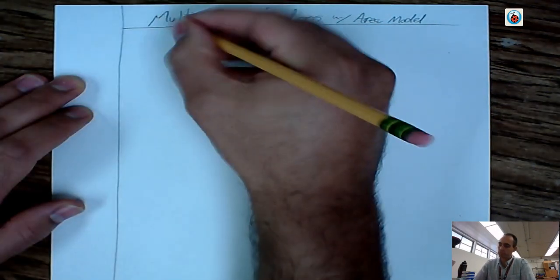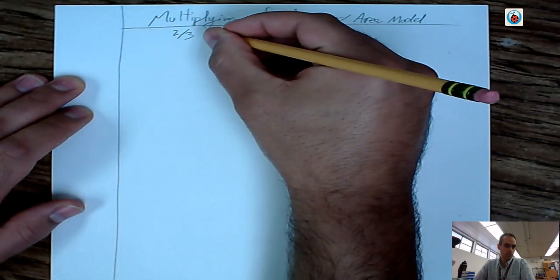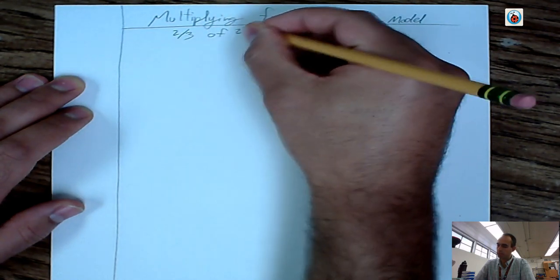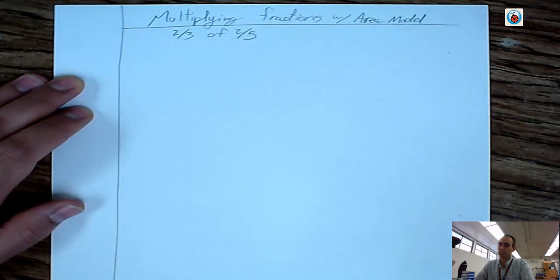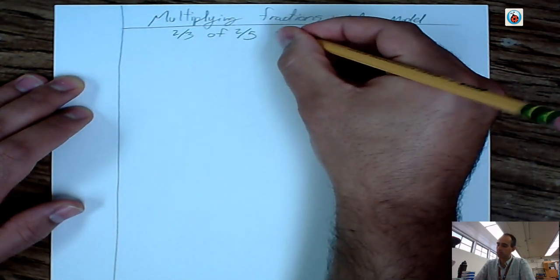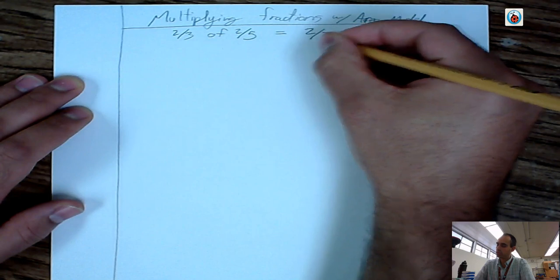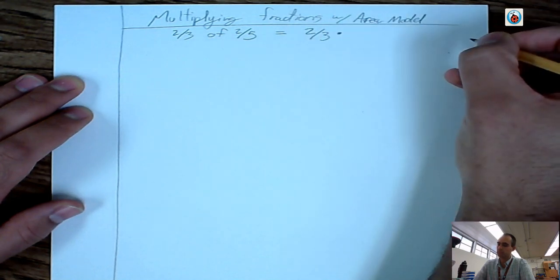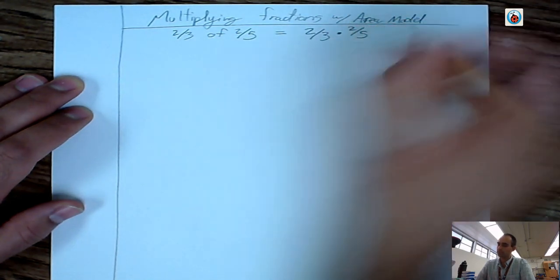So real simple, we're going to do 2/3 of 2/5. That's the example that we're going to be looking at. So 2/3 of 2/5 can be written as 2/3 times, use a dot for times, 2/5.